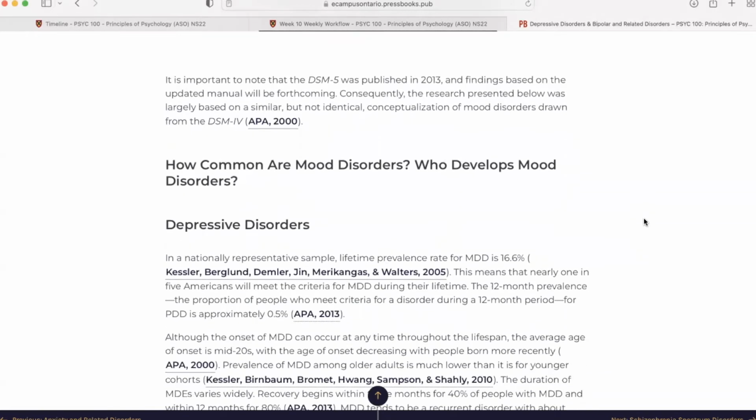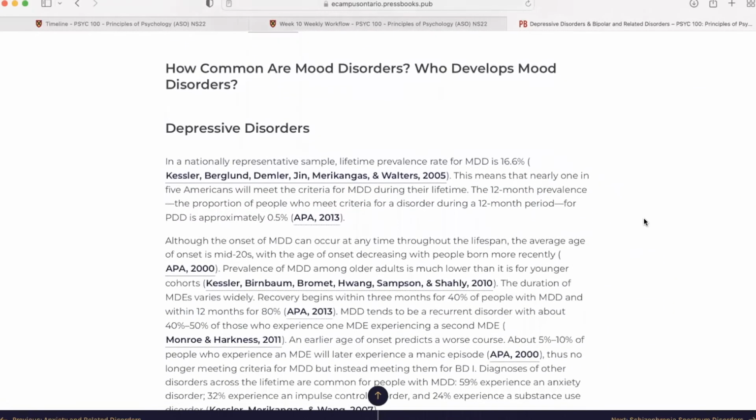How common are mood disorders? Who develops mood disorders? Depressive disorders. In a nationally represented sample, lifetime prevalence rate for MDD is 16.6%. This means that nearly 1 in 5 Americans will meet the criteria for MDD during their lifetime.